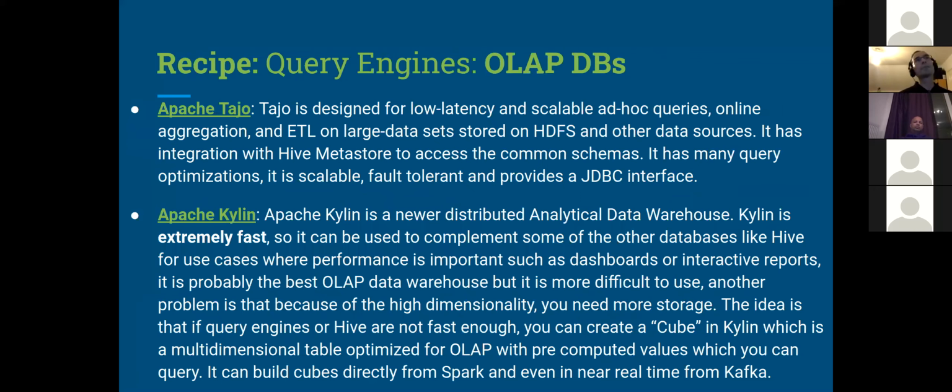Here are two more OLAP engines. You have to do your research. In my article, I have more details. But one thing I really want to focus on is Kylin, because it's an extremely super fast data warehouse for Hadoop, for your HDFS. By writing these cubes, which are multidimensional tables, it can pre-compute lots and lots of values and really speed up the queries. So you get them in milliseconds, which is something amazing for this type of data.